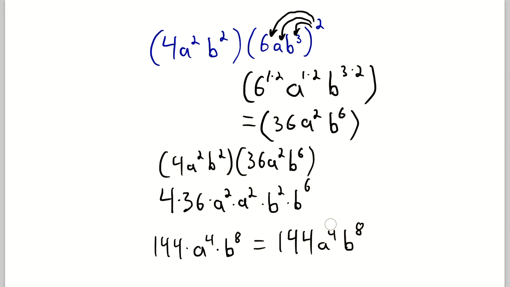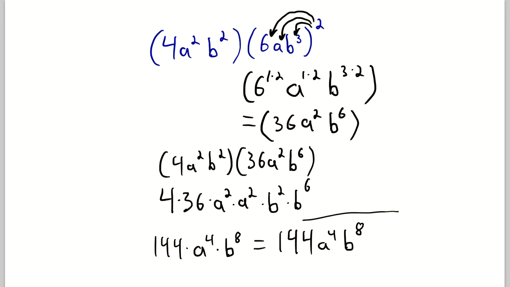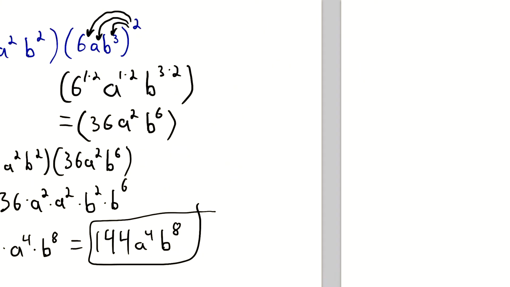And let me make sure that 4 looks like a 4. Yeah, not a 9, that's a 4. So this expression up here is equal to 144 times a to the power of 4 times b to the power of 8. Very nice. On to the next one.